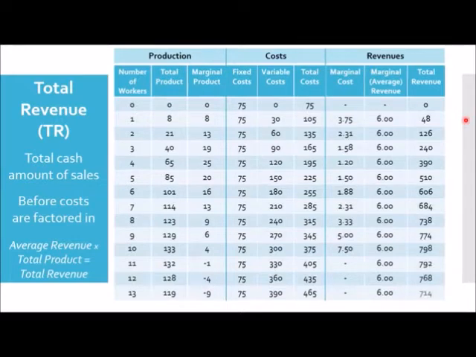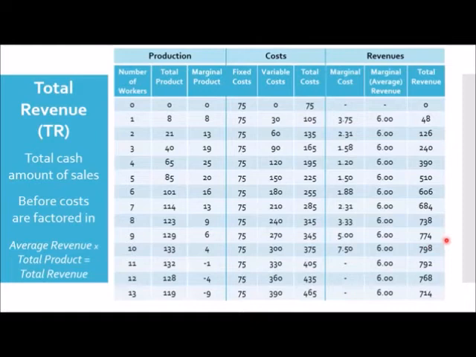Now, sometimes what people are tempted to do is look at our total revenue here and they say, okay, well, where would we want to produce? Well, down here, 798. That's awesome. That's where we have our highest revenue. So we would want to produce when we have 10 workers. But we need to be very careful.